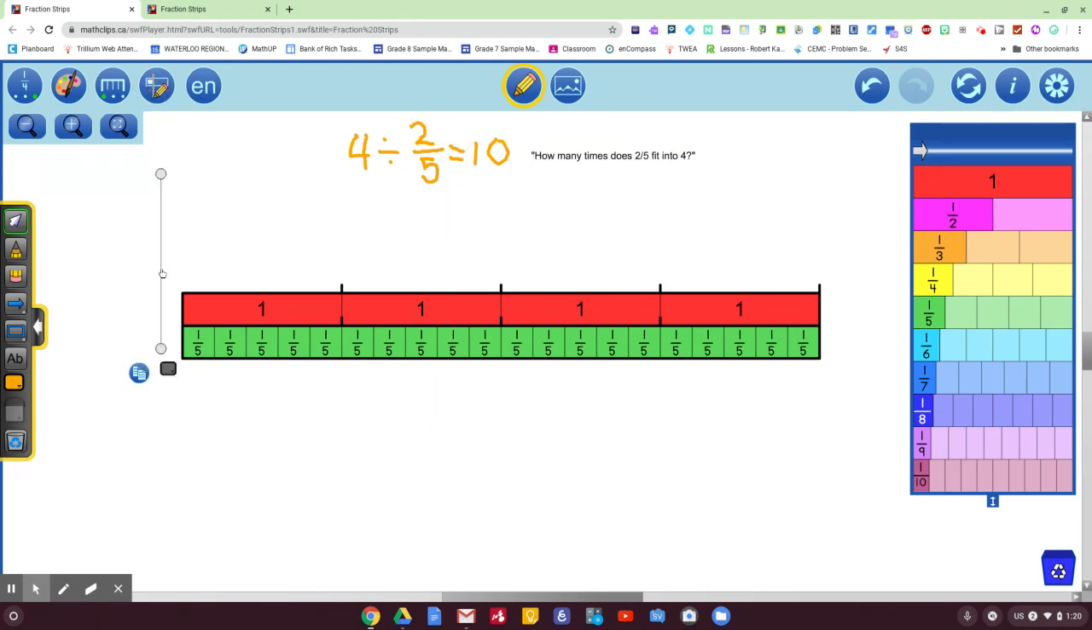So we can partition this off as well to help see it a little bit easier. So there's 1, so each group is the same size. Each group is exactly 2/5. See my answer really clearly here once I've got these dividers in.